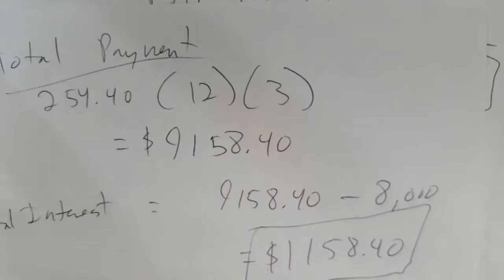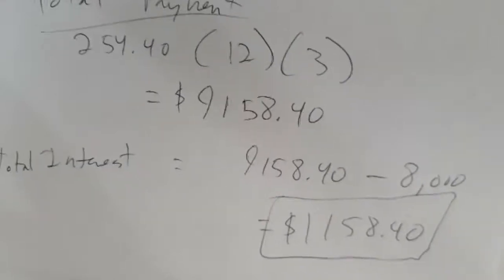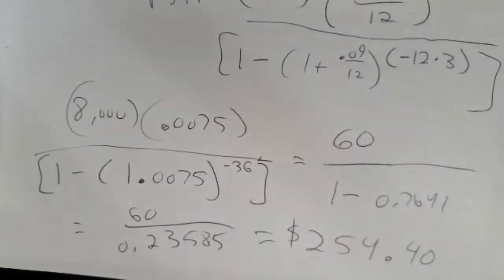So basically, you're going to pay a little over $1,000 just to take out that money. This is kind of like the cost of your loan when we talk about interest, right? You have to pay back the money you borrowed, plus you're going to have to pay back a little extra. So a 3-year loan is going to cost you $1158.